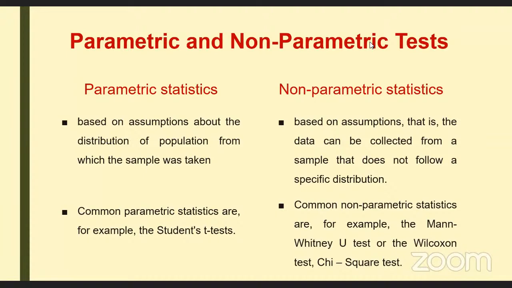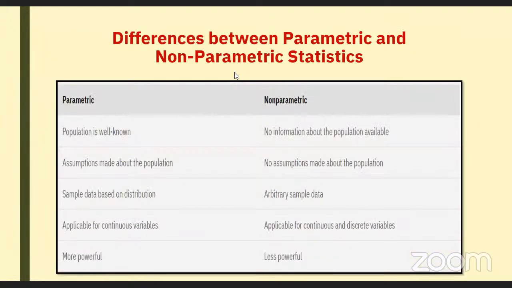So if your data follow this parametric assumption, then you can go for parametric tests or parametric statistics. The well-known, very famous test is the student t-test, paired, unpaired and so on, that we'll see. And if your data do not follow normal distribution, then obviously you have to go for non-parametric tests or non-parametric statistics. You must have heard the names of Wilcoxon, chi-square, Mann-Whitney and so on. Okay, so parametric: the population is well known, assumptions are made about the population, sample data are based on distribution, applicable for continuous variables, and it is more powerful, right?